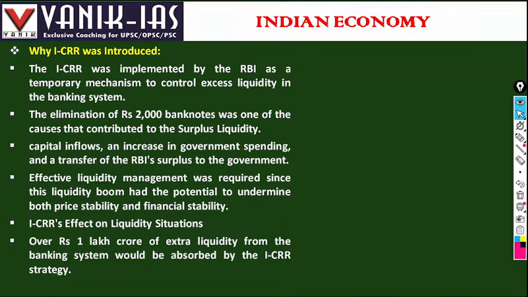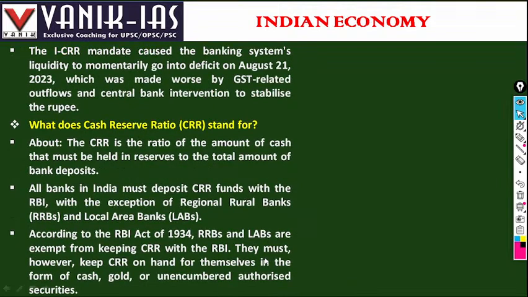ICRR's effect on the liquidity situation: over rupees 1 lakh crore of extra liquidity from the banking system could be absorbed by the incremental cash reserve ratio strategy. The ICRR mandate caused the banking system to momentarily go into deficit on August 22nd, 2023, which was made worse by GST related outflows and central bank intervention to stabilize the rupee.